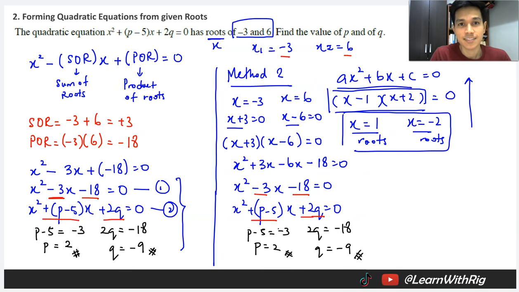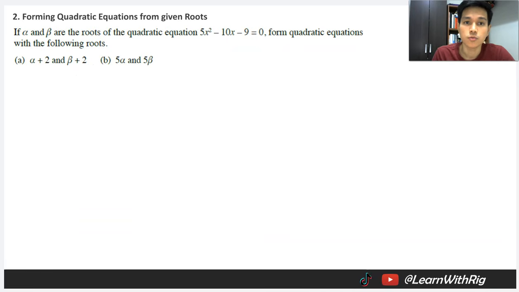Right? Next. If alpha and beta are the roots of the quadratic equation 5x squared minus 10x minus 9 equals 0, form quadratic equations with the following roots. So they want you to form a quadratic equation using these roots. So first of all, what is all this alpha beta thing? First thing you have to understand this. They said that alpha and beta are the roots of this quadratic equation.